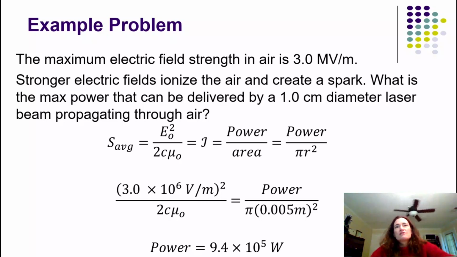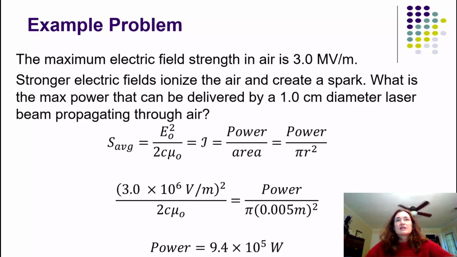And so the power divided by the area that you're going to be dividing by is the area of that circle that the laser beam has. So that's pi r squared. Now, they give us the diameter, so that's a little tricky, but remember that the radius is half the diameter. Okay, so plugging in for all of those things, E naught is going to be the maximum electric field strength. We're going to see how much we can dial it up, how much power we can get before we max it out and make a spark.